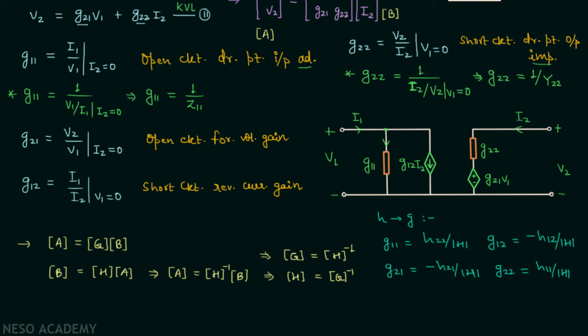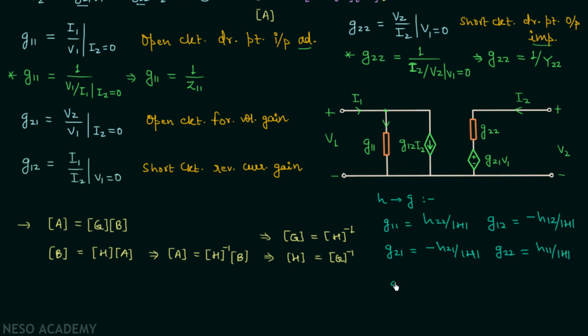And we can have the conversion of G parameters to H parameters. H11 will be equal to G22 divided by the determinant of the G parameters matrix. Parameter H12 will be equal to minus G12 divided by the determinant of G. Parameter H21 will be equal to minus parameter G21 divided by the determinant, and parameter H22 will be equal to parameter G11 divided by the determinant.